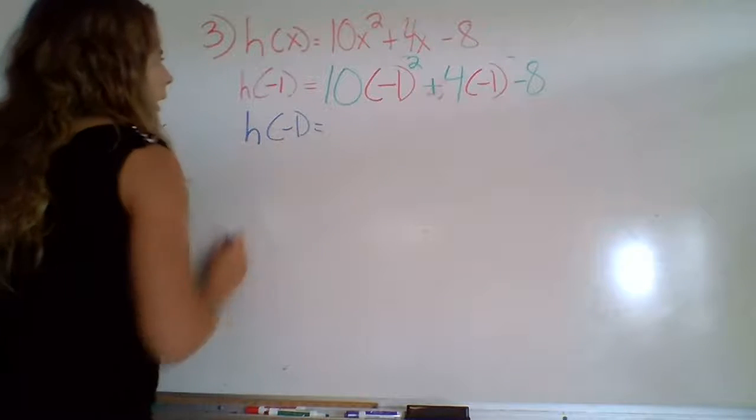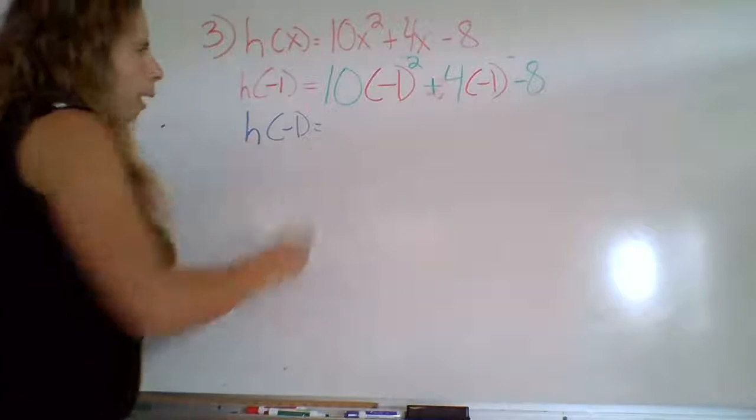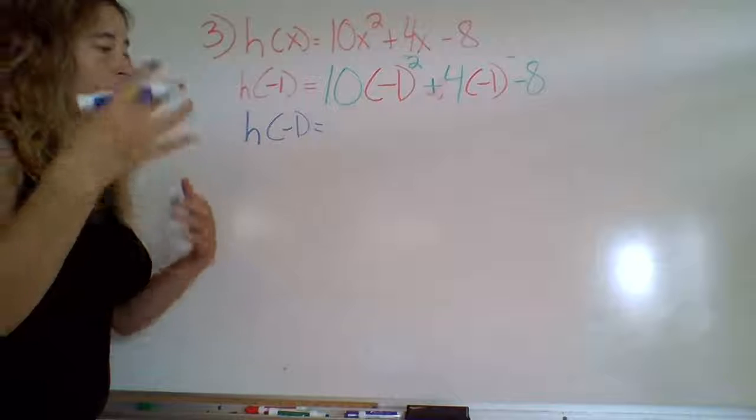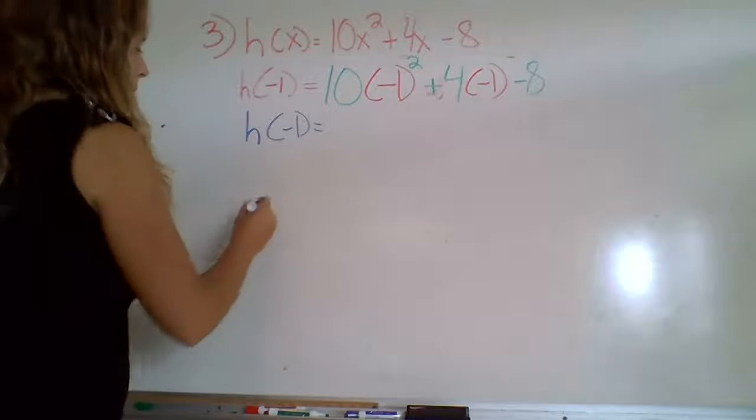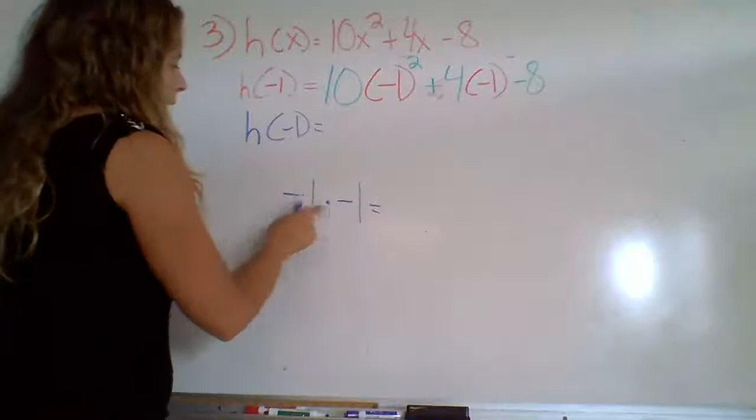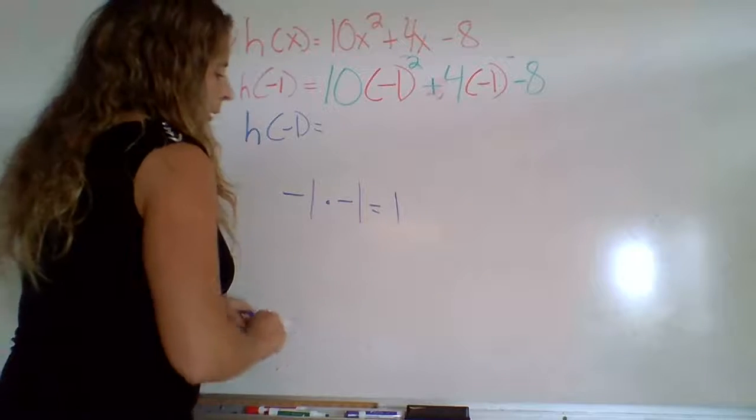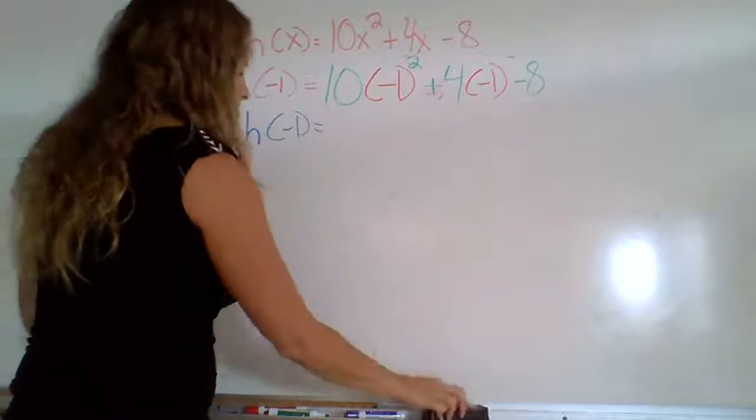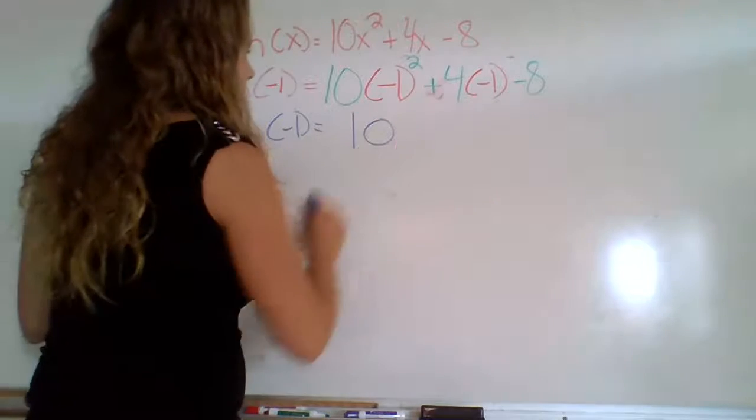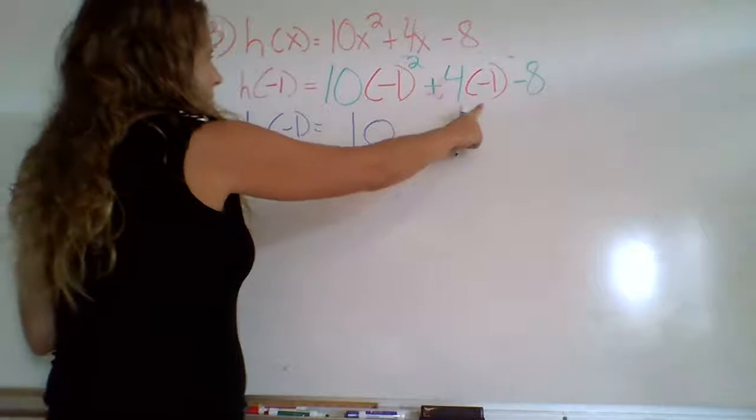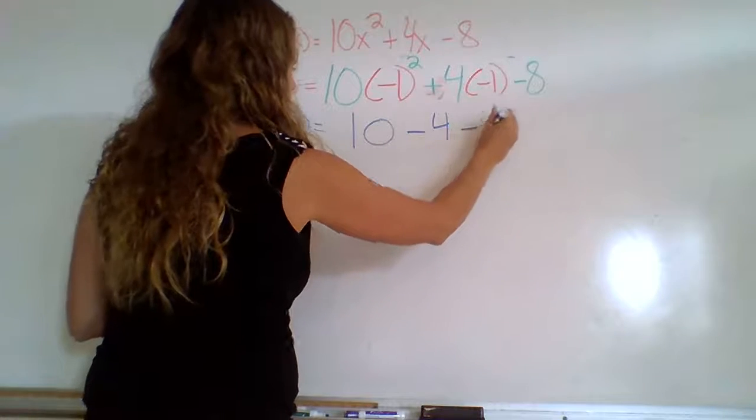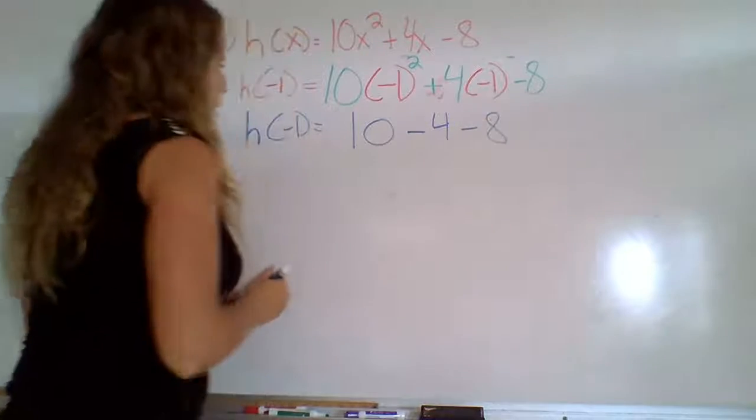H of negative 1. Negative 1 squared. That's negative 1 times negative 1. So it turns into a positive 1. Negative 1 times negative 1 equals, your negatives cancel each other out, positive 1. So 1 times 10 is 10. Plus, wait, 4 times negative 1 is negative 4 minus 8. Just rewrite the minus 8.